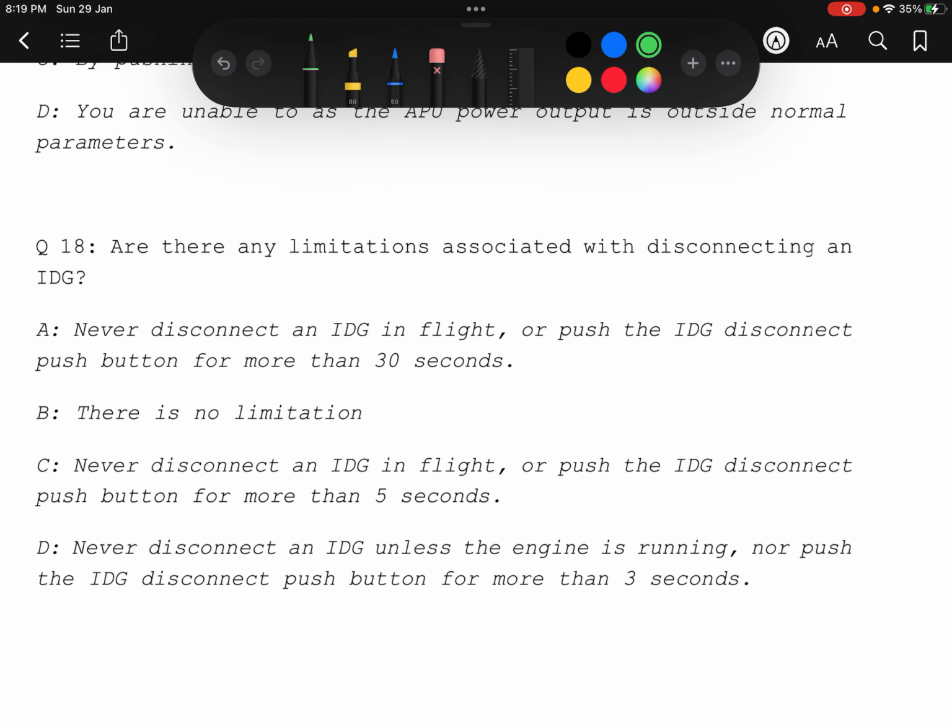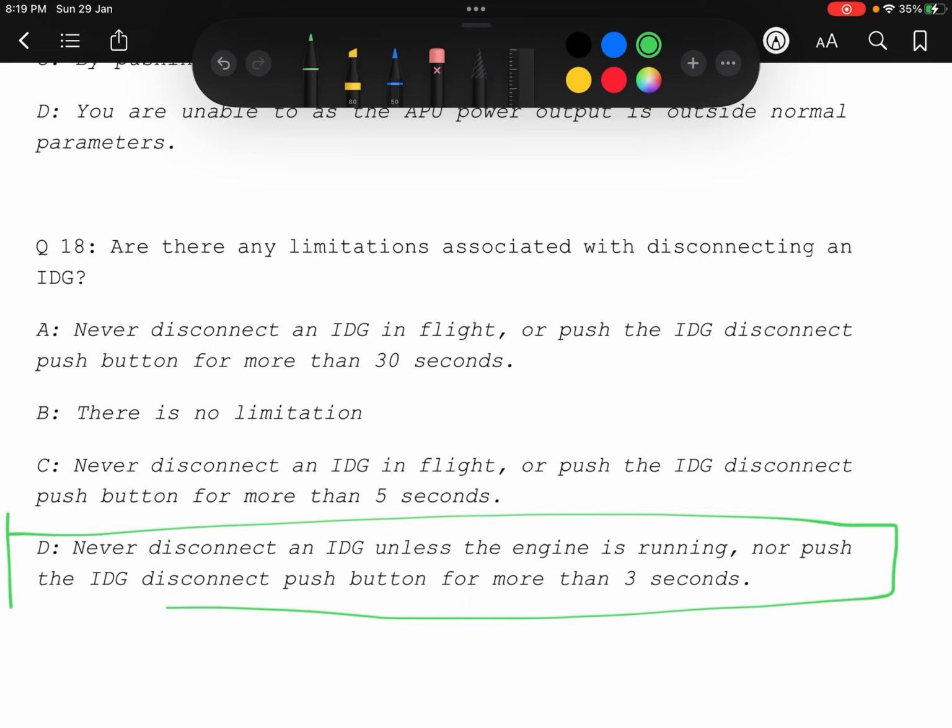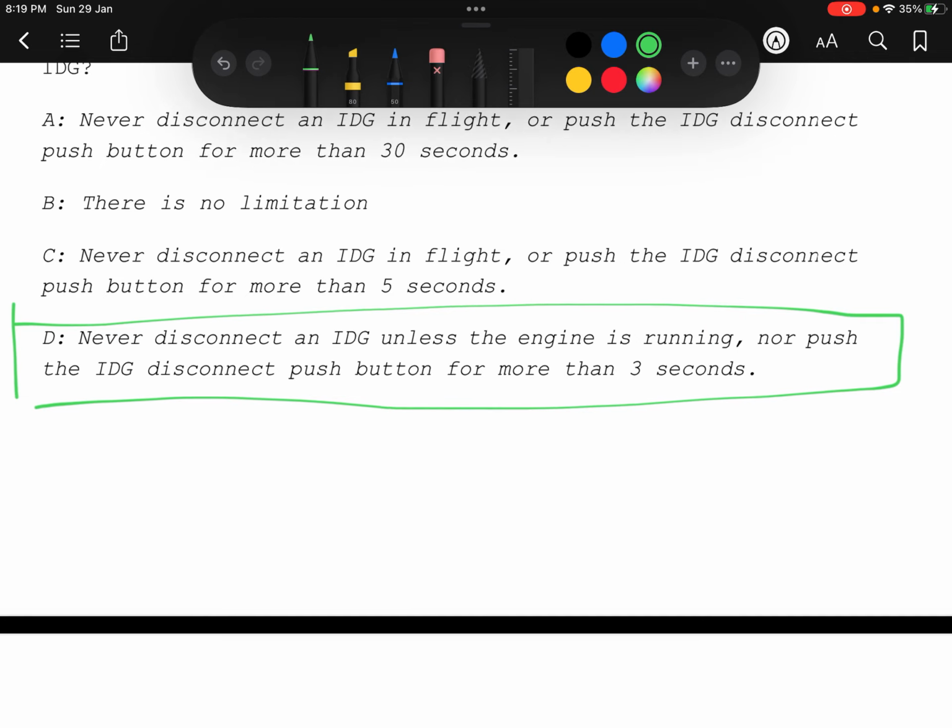Question number 18, are there any limitations associated with disconnecting the IDG? Yes, there is. Do not press it for more than 3 seconds. I think option Delta: never disconnect the IDG unless the engine is running, nor push the IDG disconnect push button. Okay, option Delta.